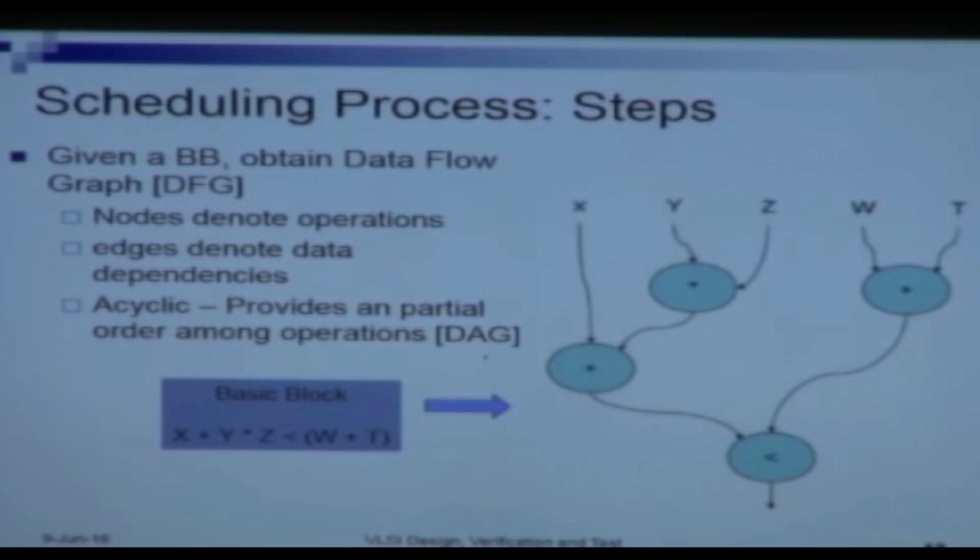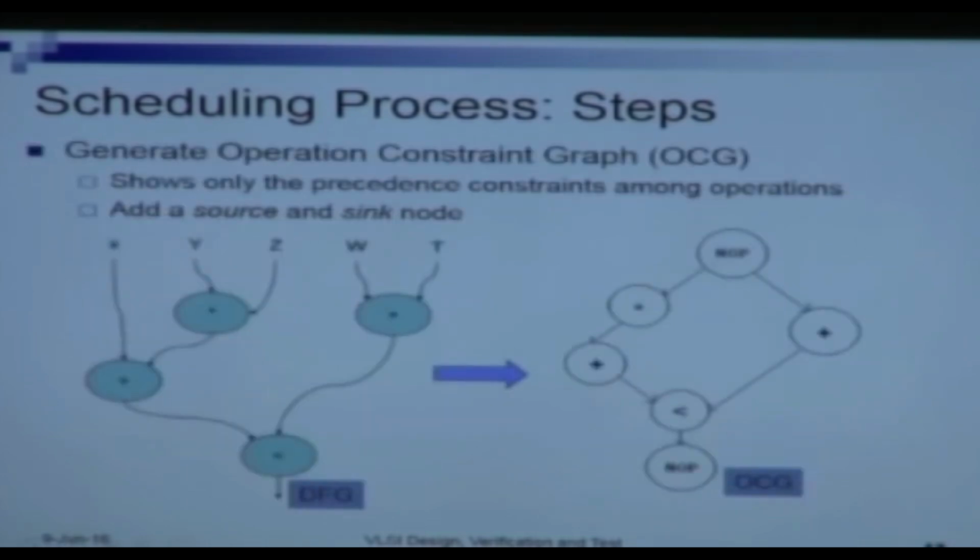And let us now consider a very small basic block. Let us say x plus y into z less than w plus t. This is our basic block. Now this basic block can be converted into this corresponding data flow graph. This is within a basic block. The control is outside it. Okay. So first here we have y into z, then x plus y into z. And w plus t on this side, and the comparison occurring here. So this is a data flow graph corresponding to this basic block.